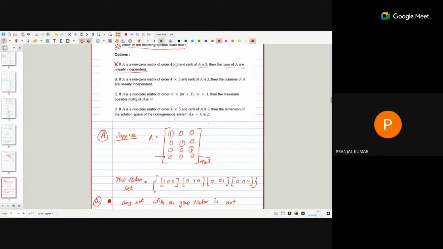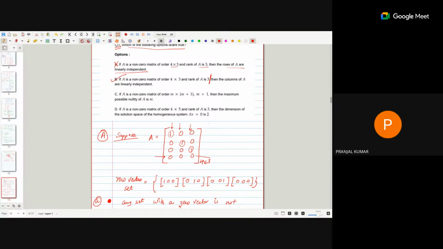Now, if A is a non-zero matrix of order 4 cross 3 and rank of A is 3, then columns of A are linearly independent. The same example works for that. You can see that all three columns have pivots, and when columns have pivots, we say the columns are linearly independent. So this is true, right?